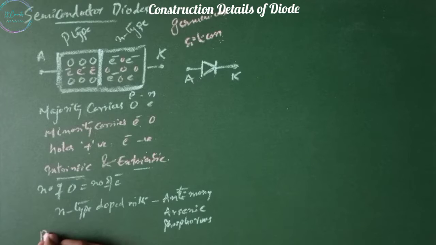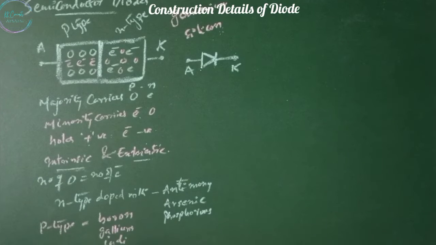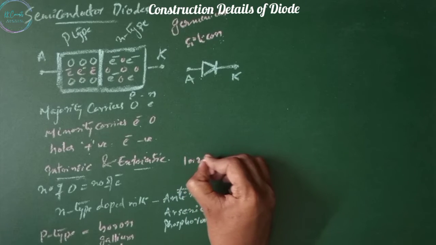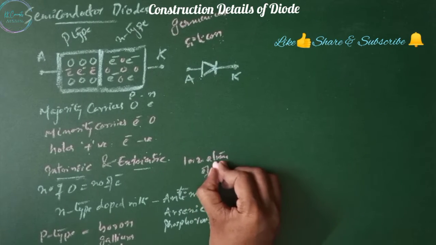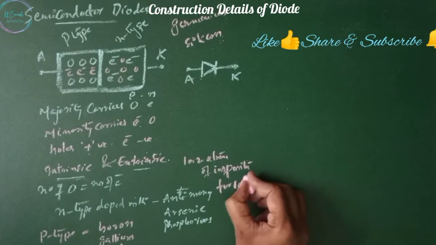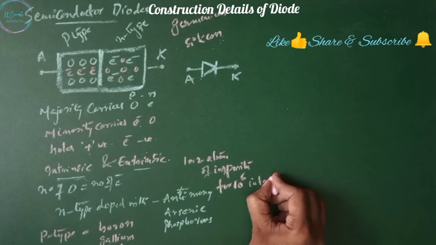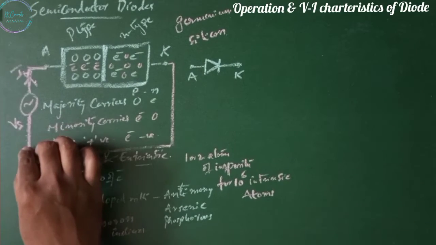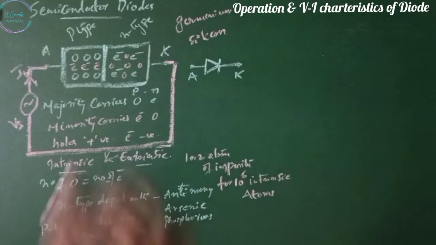P-type materials are doped with boron, gallium, and indium. In this doping, the amount of impurities added is extremely small, that is 1 or 2 atoms of impurities for 10 to the power of 6 intrinsic atoms. Now an AC supply is given to a diode.